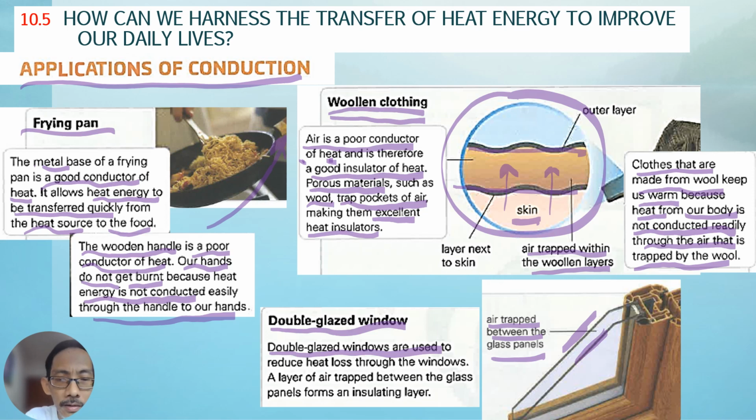So what does this do? They use this to reduce heat loss through the window. How this happens is that a layer of air trapped between the glass panels forms an insulating layer. So heat doesn't conduct through air easily. So heat that's inside the building, or heat that's from outside the building, cannot get in or out so easily. That is for our first slide. Hope you understand quite easily. See you in the next slide.